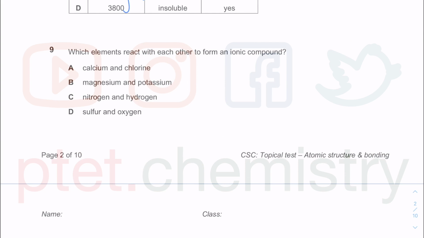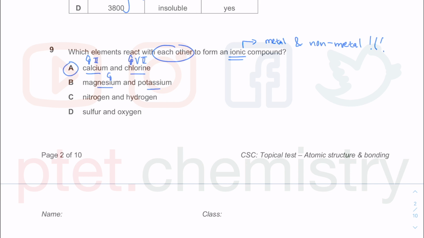Question 9, which elements react with each other to form ionic? So for an ionic compound, we are looking for metal and non-metal. So that is the process. Of course, the properties will be a different story. So this is a group 2 metal, and this is a group 7 non-metal. So obviously A is the answer there.